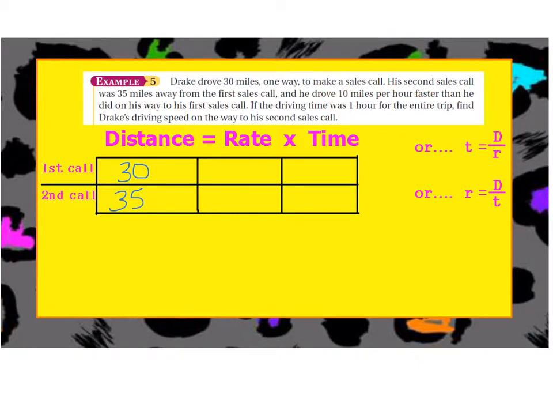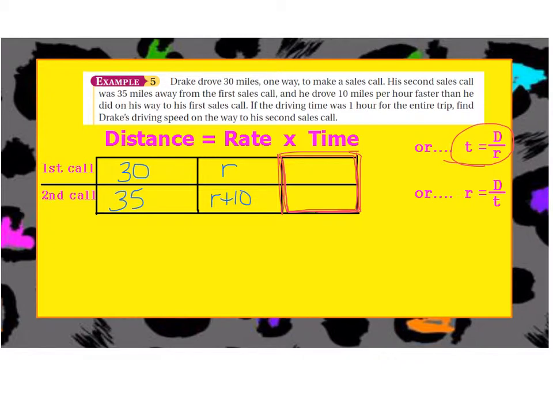So let's call the first one r. That's the rate, or how fast he was going. And so the second call is 10 miles per hour faster. That'd be r plus 10. And that's really where we stop here. What we do from that point is we take this last set of boxes, the time, and we're going to use this relationship right here to fill in that box.